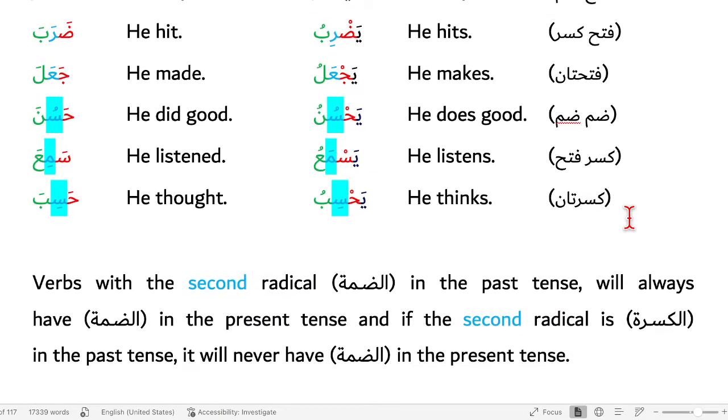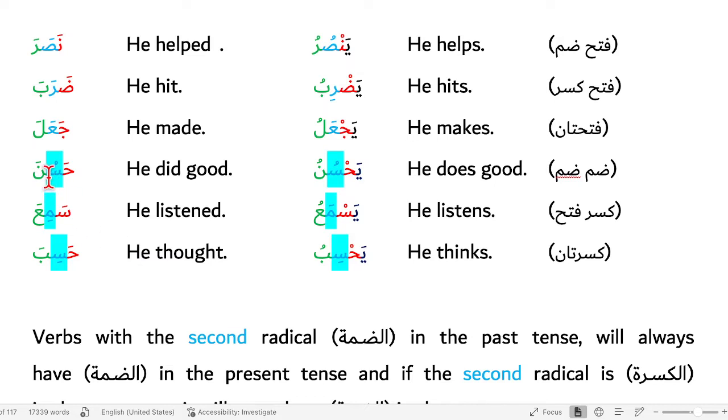So just remember that verbs with the second radical dhamma in the past tense will always have a dhamma in the present. So if in the past tense a verb has a dhamma, there are no other rules. That's why if you find a verb in a dictionary, you would notice that it shows the past and present together, because there is no hard and fast rule. So it's going to show both past and present.